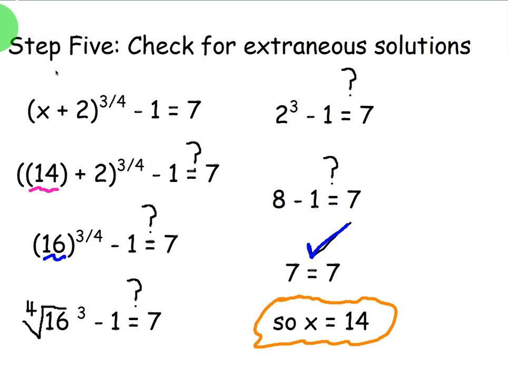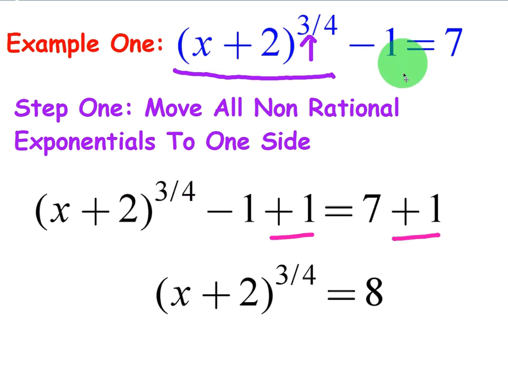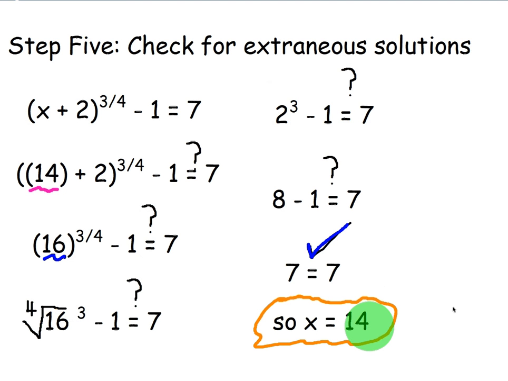There is a 5th step, which is to plug that back in to make sure it's not an extraneous solution, meaning that when we plug that value in, the equation should equal itself, or equal out. So if we plug 16 back in and do some math, 4th root of 16 is 2, 2 cubed is 8, 8 minus 1 is 7, and it checks out. So x equals 14 is not an extraneous solution, and that is the answer to our first example. That's going to be it for this example. If you have any other questions about it, let me know.